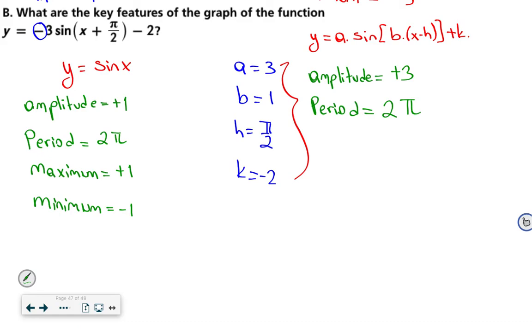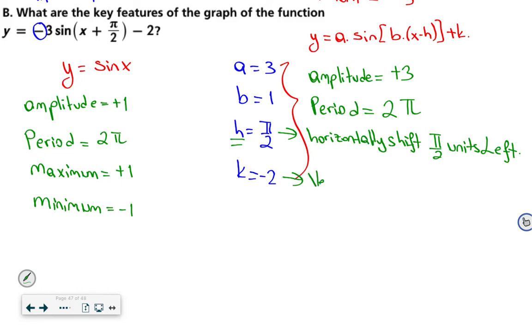Pi over 2, h is equal to pi over 2, which is a horizontal shift of pi over 2 units left. And -2, k is equal to -2 means a vertical shift of 2 units down.